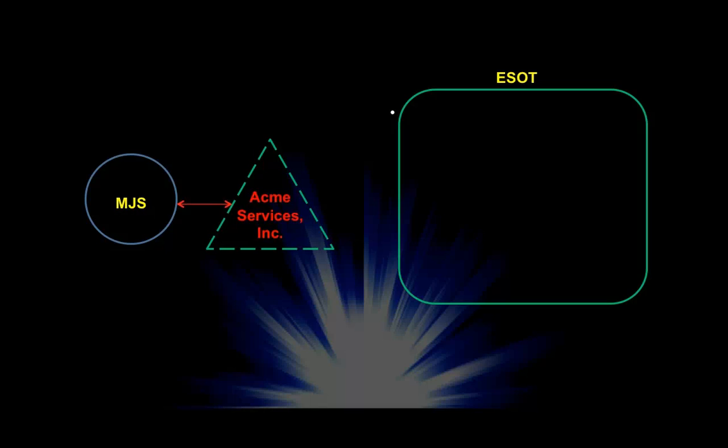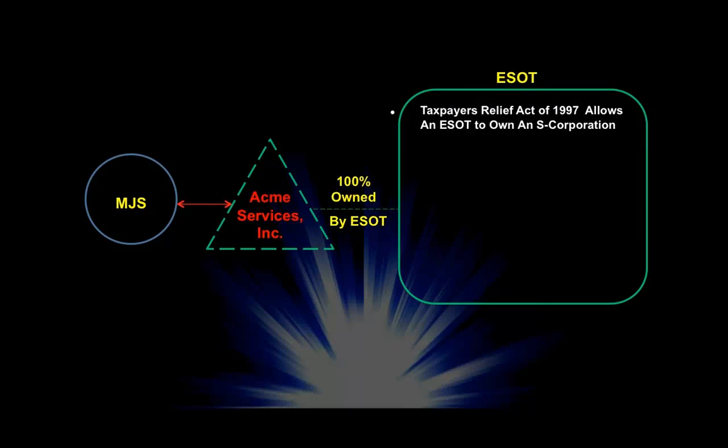Acme Services will be owned by an employee stock ownership trust, an ESOT. Now that ESOT has been around for 17-plus years, it is allowed through the Taxpayer Relief Act of 1997, and that allows an employee stock ownership trust to own an S corporation. Acme Services is 100% owned by that employee stock ownership trust.